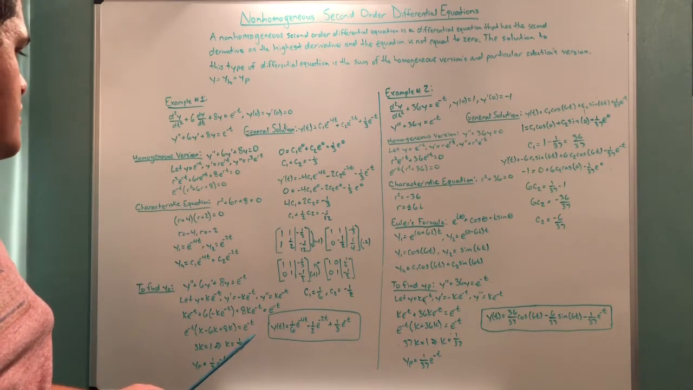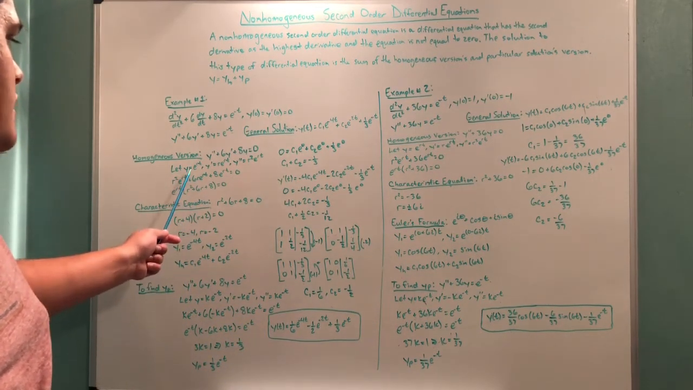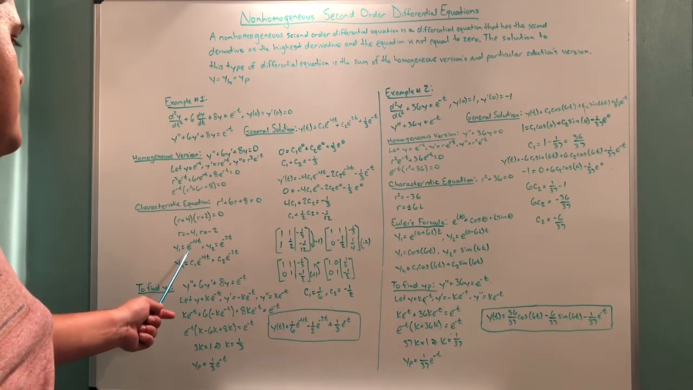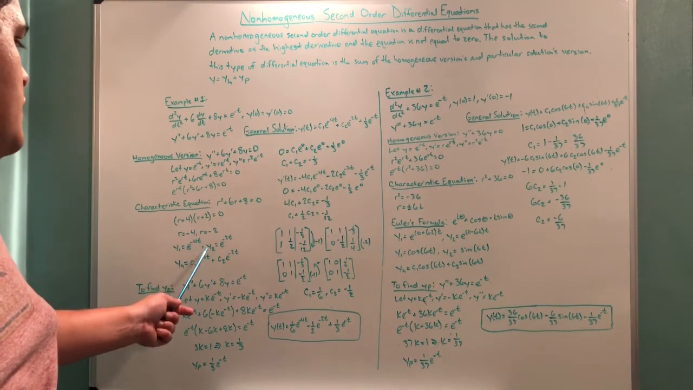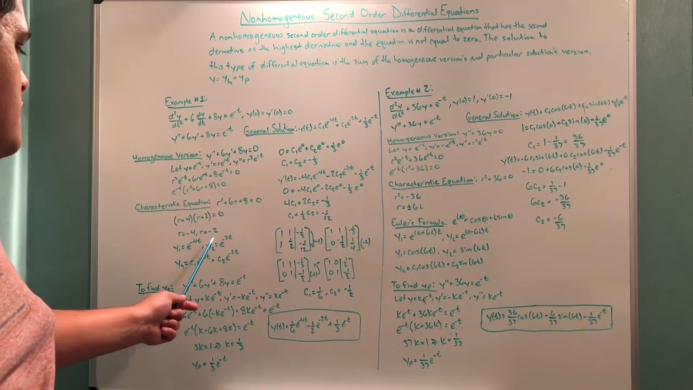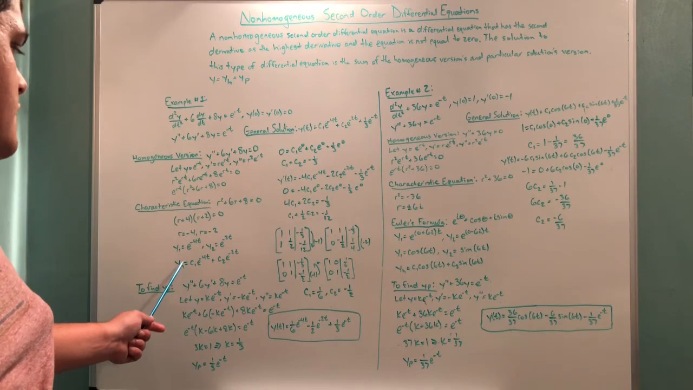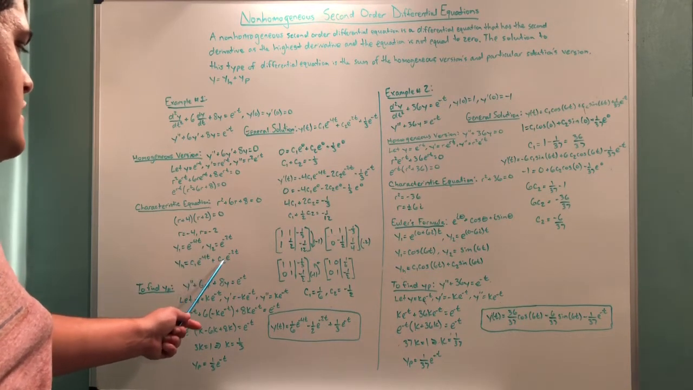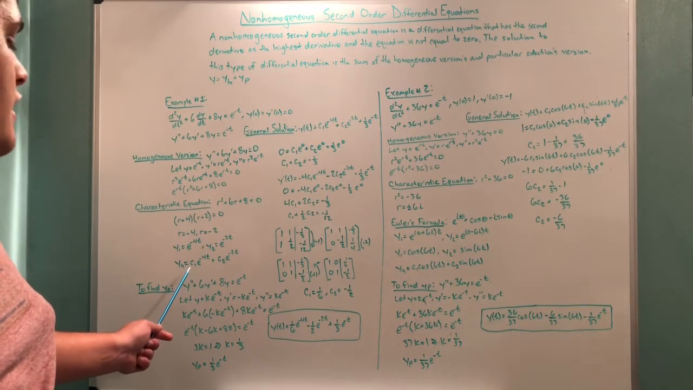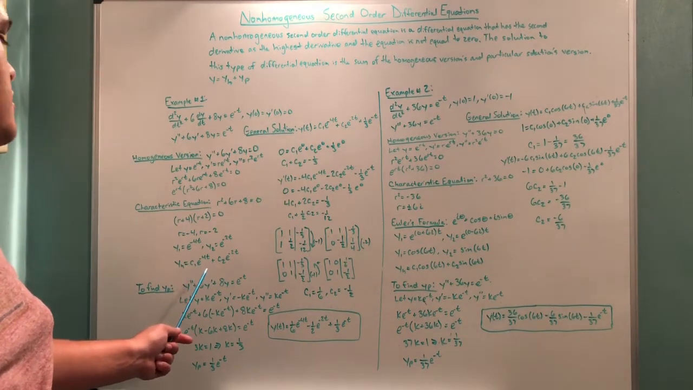So now we have two solutions because our original form was y is equal to e to the rt. So our first solution, y1, is equal to e to the minus 4t, and our second solution, y2, is equal to e to the minus 2t. The homogeneous version is just the sum of these two. So y homogeneous is equal to c1 e to the minus 4t plus c2 e to the minus 2t. These constants are here, and they will change based upon initial conditions.